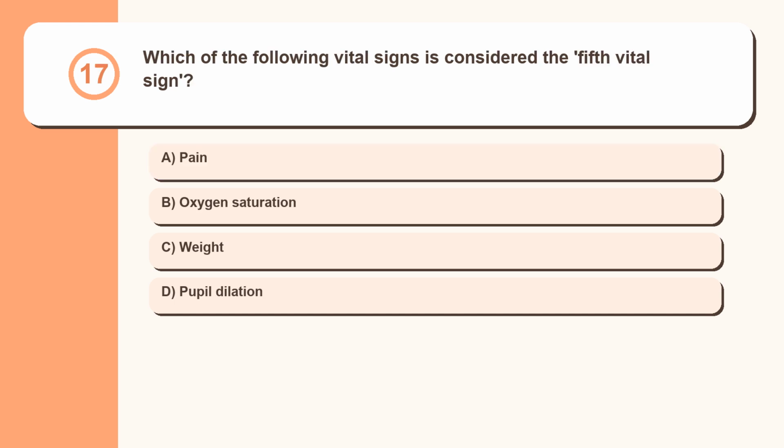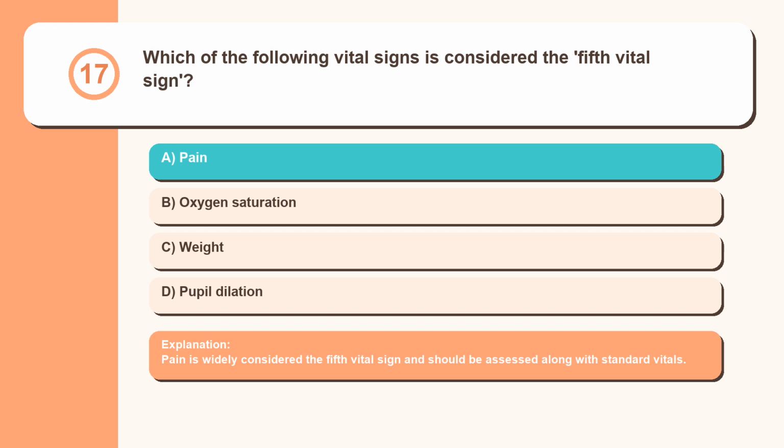Question 17. Which of the following vital signs is considered the fifth vital sign? Pain, oxygen saturation, weight, pupil dilation. Pain is widely considered the fifth vital sign and should be assessed along with standard vitals.